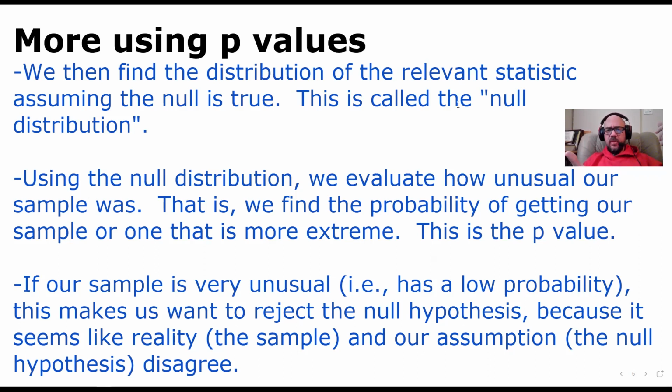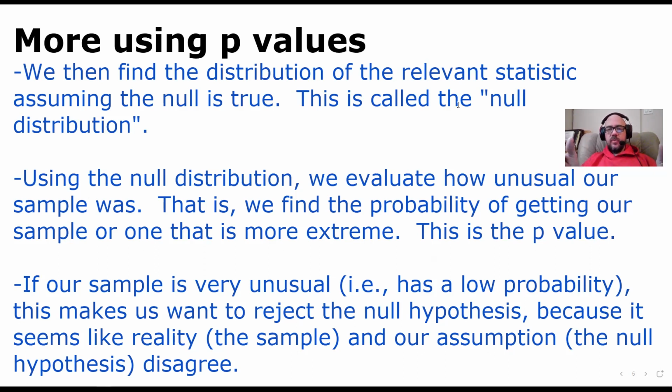So once we found the null distribution, then we evaluate how unusual our sample was. By using the null distribution, that's the part where we are assuming the null is true, right? By calculating our probabilities on the distribution that assumes the null hypothesis was true, or that comes from the assumption that the null hypothesis was true, that's how we are using the assuming the null hypothesis is true part of the p-value definition.